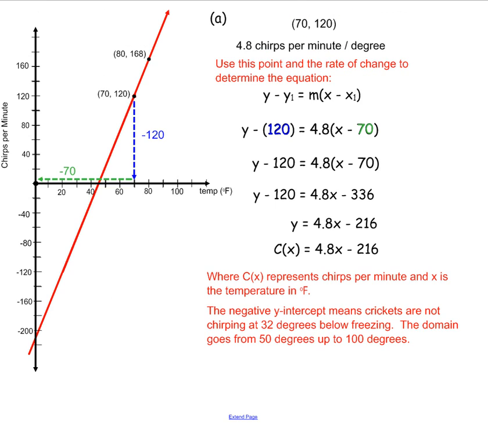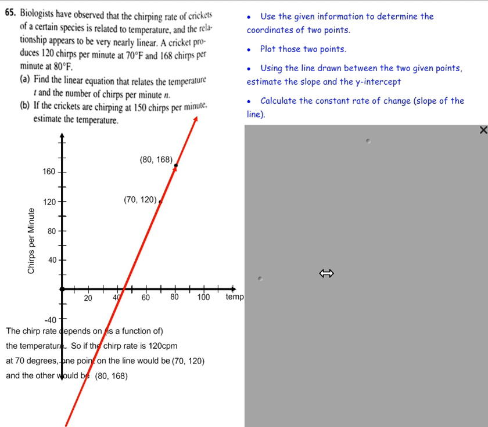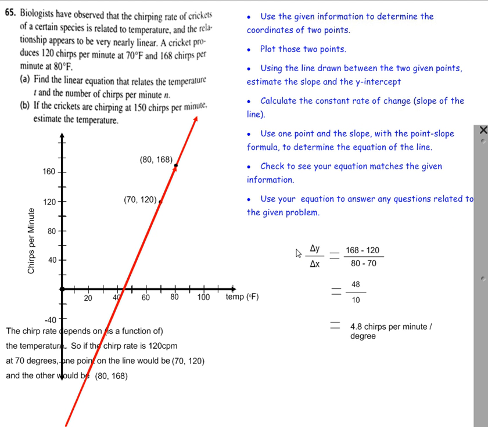So let's see, I'm trying to find my calculations here. Right down here, I actually did calculate my rate of change using the subtraction for change. So 168 minus 120 gives me a 48-degree change in chirps per minute, and a 10-degree change in temperature, for an average of 4.8 chirps per minute per degree. That label is important because it tells us that every 1 degree warmer we get, we're going to get an extra 4.8 chirps per minute from the original.